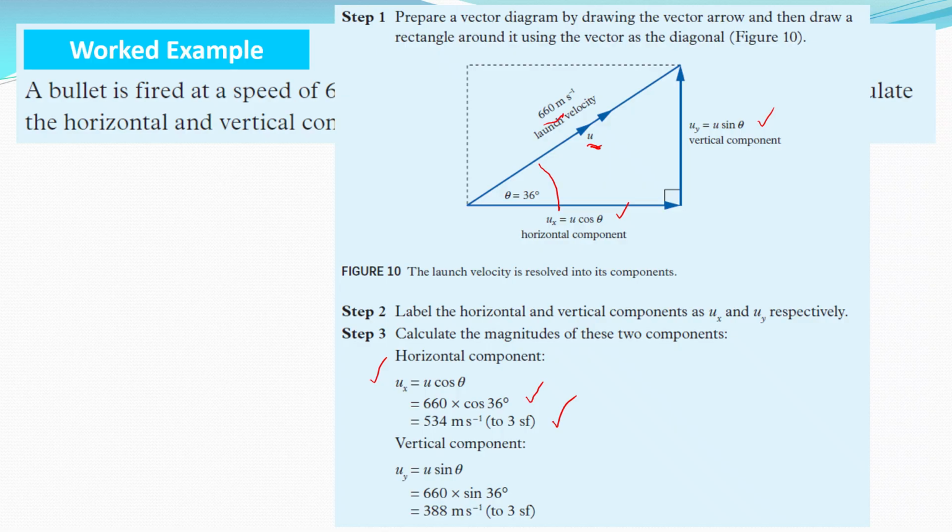All right, pretty straightforward. Theta is 36, so we plug that in there. Initial velocity is 660, and that is meters per second, which is our standard SI units, which we want to use. And we get an answer in meters per second. 534 meters per second is the horizontal component of our velocity, and 388 is our vertical component. That's all you've got to do for these calculations.